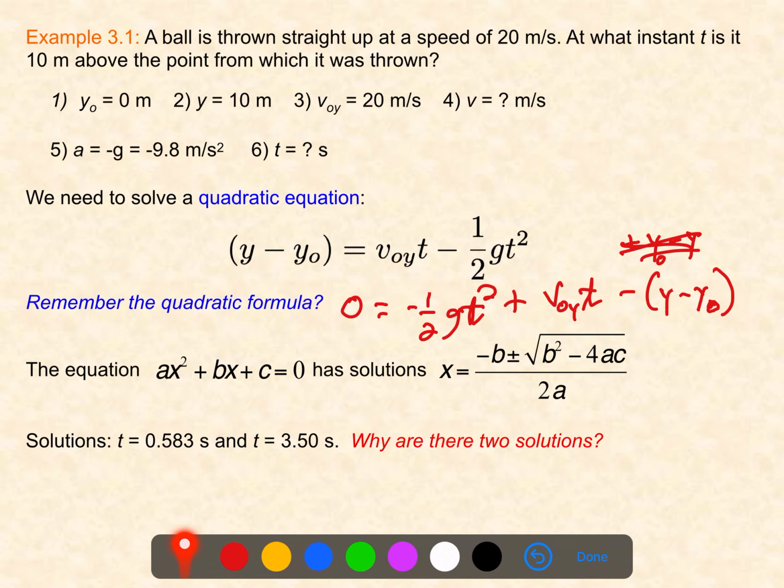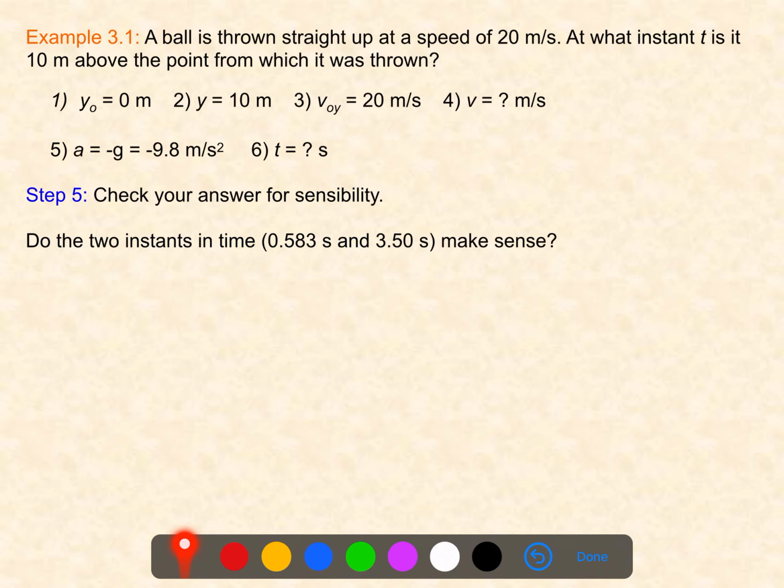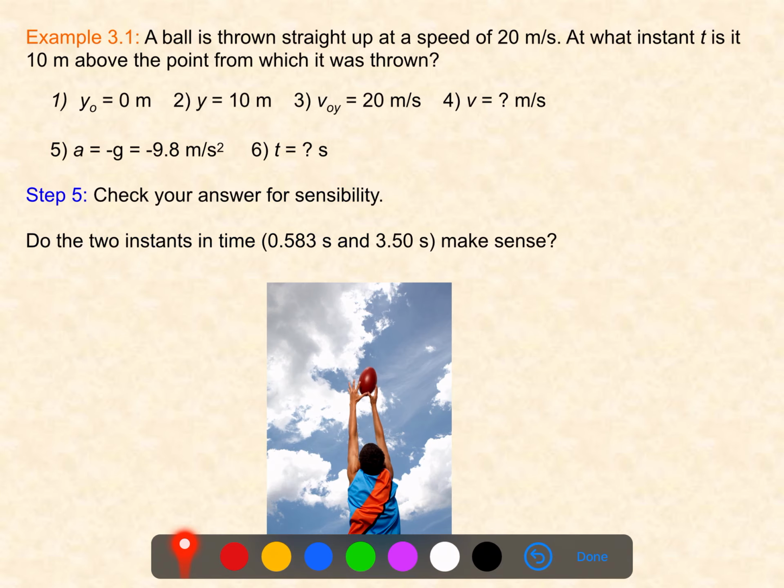So we've got to think about why there could be two solutions in this case. For this particular example, we're looking at what time the ball is at a certain location. Well, the ball goes up and then it comes back down. So it would make sense that it passes a particular point twice, once on its way up and once on its way down. Okay, so then the last step is just to ask ourselves if these times make sense. If you are throwing the ball up at a rather rapid speed, it could reach 10 meters in about 0.6 seconds and come back down in 3.5 seconds. Perhaps there's a little bit of judgment here, but it doesn't seem outlandish. We can say that it meets the sensibility test.